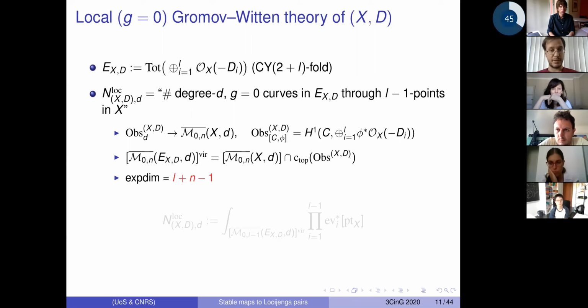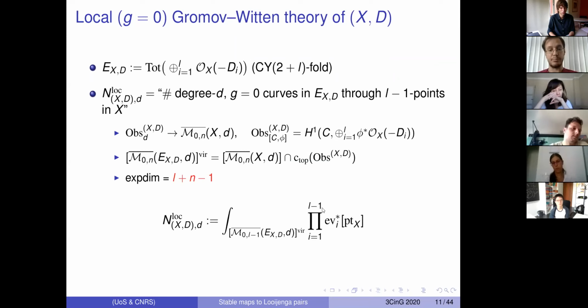Now, the expected dimension is the same as that of the expected dimension for the Gromov-Witten theory of a Calabi-Yau 2 plus L fold. So this would be the dimension minus 3 plus the number of marked points. So it's L-1 plus N. And the local Gromov-Witten invariants, the sought-for enumerative invariants, are computed by pulling back L-1 point conditions to this moduli space, which is a counting problem of virtual dimension 0.